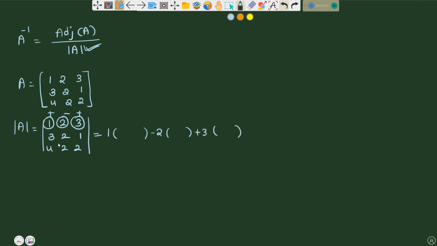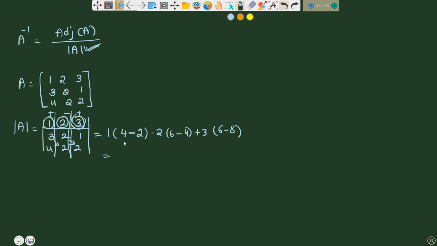Now eliminating first row, first column, 2 2s are 4 minus 2 1s are 2. You have to do the cross multiplication. Same as for the second element, you have to eliminate the middle column. You will get 3 2s are 6 minus 4 1s are 4. Next you want the third, right? You have to eliminate the last column. 3 2s are 6 minus 4 2s are 8.